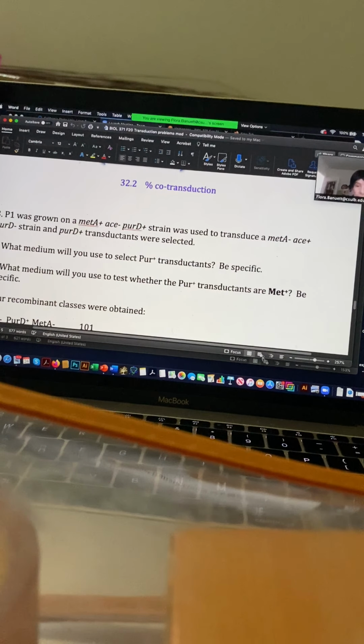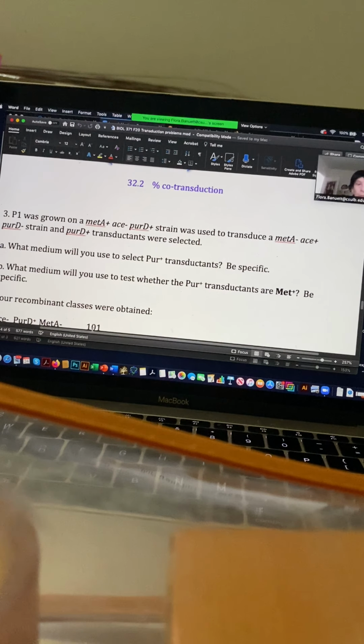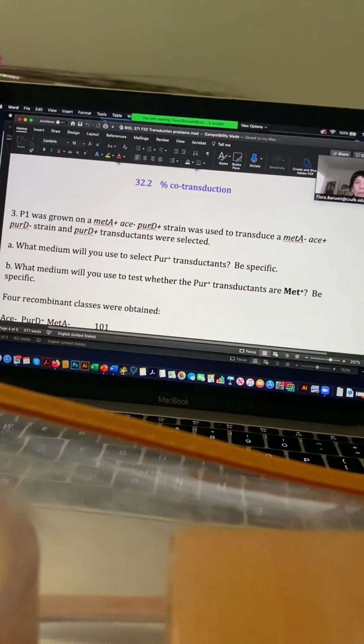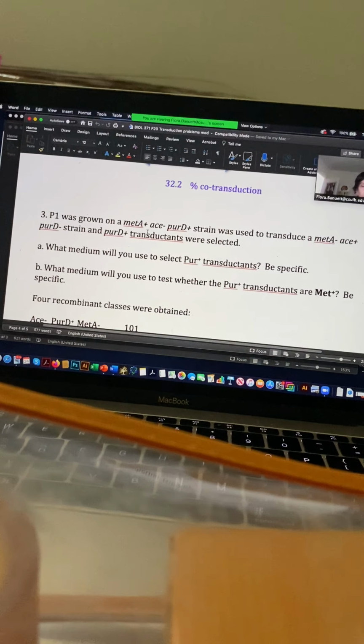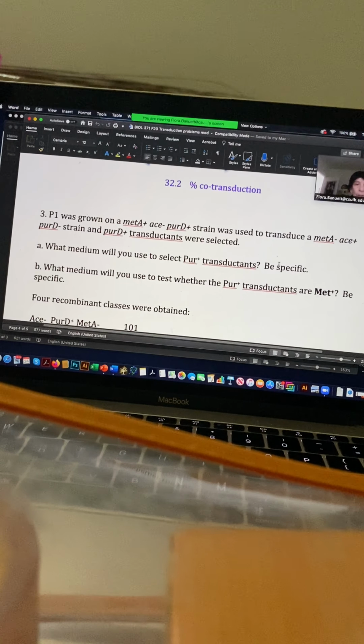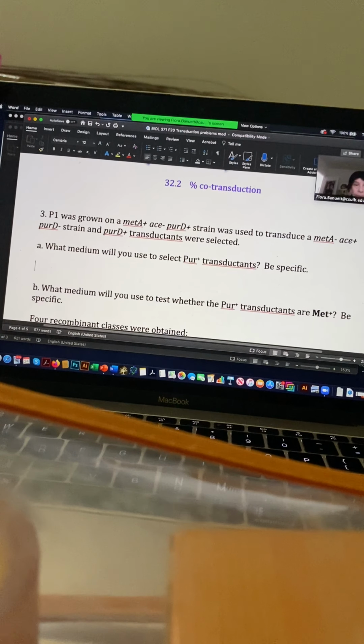P1 is grown on met plus H minus pure D strain and used to transduce a met minus H plus pure D minus strain, and pure D transductors were selected. What medium will you use to select for pure plus?